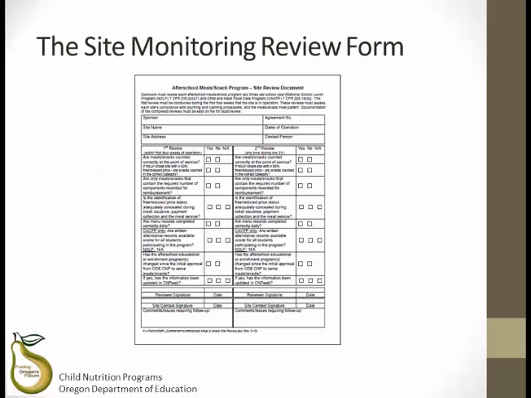This is the NSLP site monitoring form. This form can be found on ODE-CNP's website. Sponsors must use this site monitoring form since it contains all the required components of an NSLP site monitoring review. If site monitors see a problem at a site, the problem must be documented on the site monitoring form, and technical assistance must be provided to site staff on the spot or with follow-up training and potentially a follow-up review. The purpose of the site reviews is to identify, retrain, and resolve problems at each site.